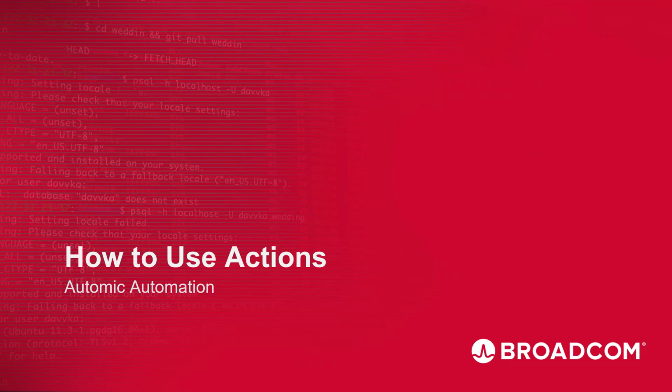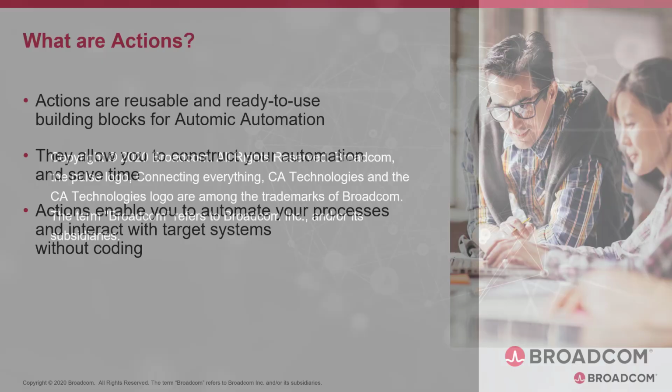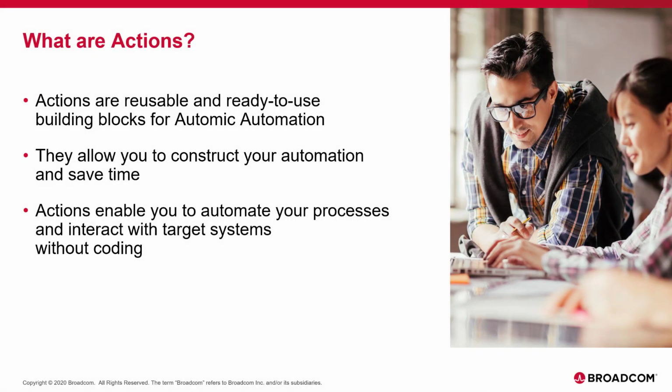Hi, and welcome to this video, where you will learn how to work with actions for Automic Automation. Actions are predefined, reusable, and ready to use building blocks that you insert in workflows. Actions let you construct your automation process and save time. With actions for Automic Automation, you automate processes and interact with target systems without having to technically implement them. That means, without coding. You just need to adapt them to your own needs.